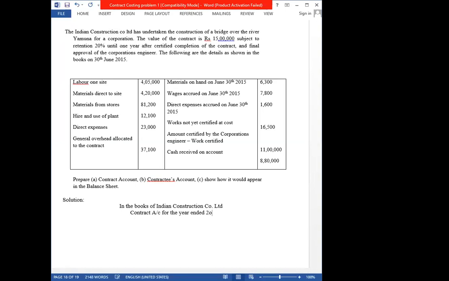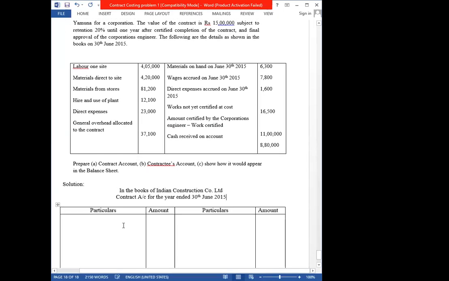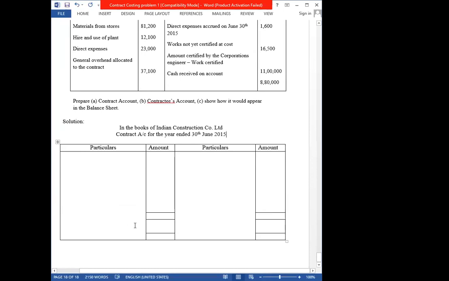30th June 2015, for the year ended 30th June 2015. Okay. Now this is the contract account. Already I am having the format. So it's ready. You can also be ready with the format.